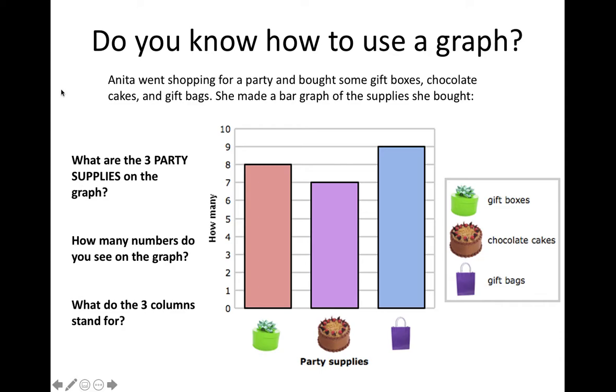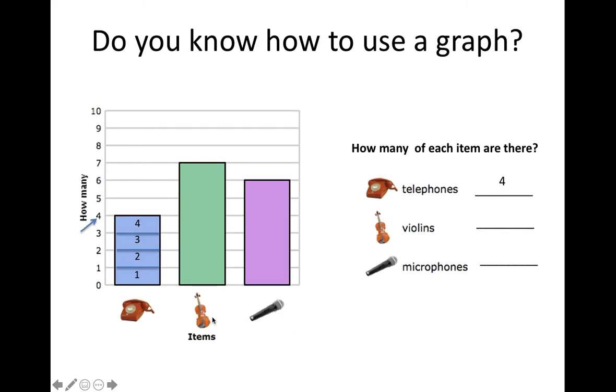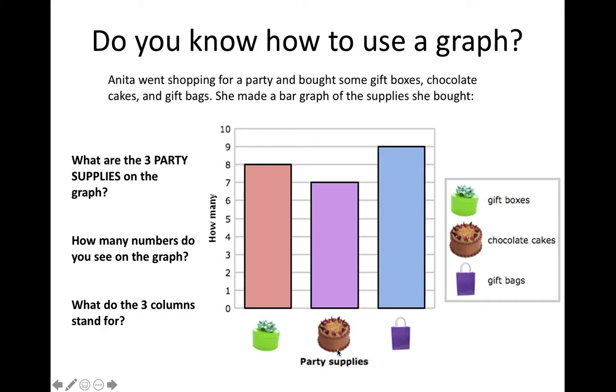So right off the bat, it says, what are the 3 party supplies on the graph? So she went shopping for 3 things: gift boxes, chocolate cakes, and gift bags. And we have them listed here. So those are the 3 items that she went shopping for. Just like how in my last example it says items, in this example it says party supplies. You could have written items as well. It would have been the same thing. This is just being a little bit more specific.